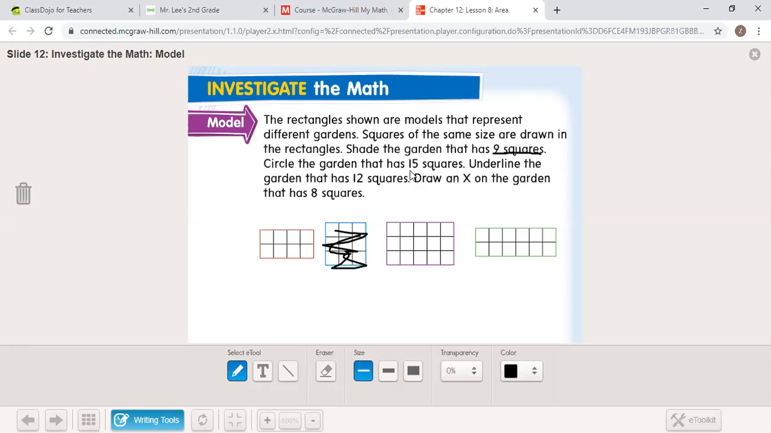So now I'm going to circle the part that's 15 squares. So we know this had 8, 15. So 1, 2, 3. So I got to count by threes. 3, 6, 9, 12, 15. Oh, perfect. I'm done.